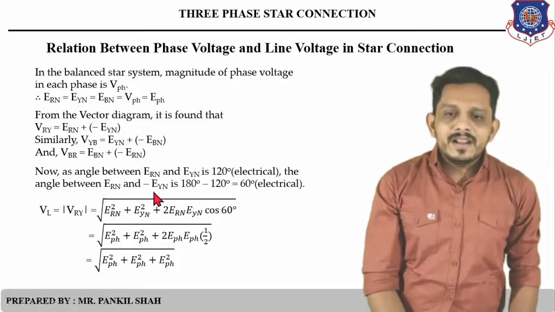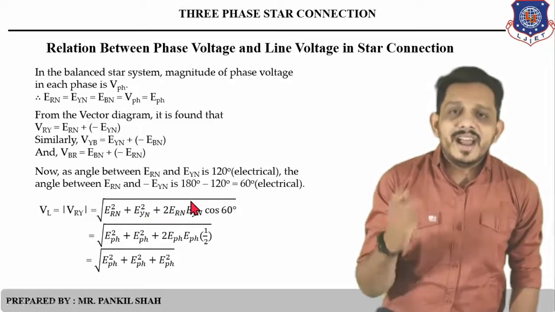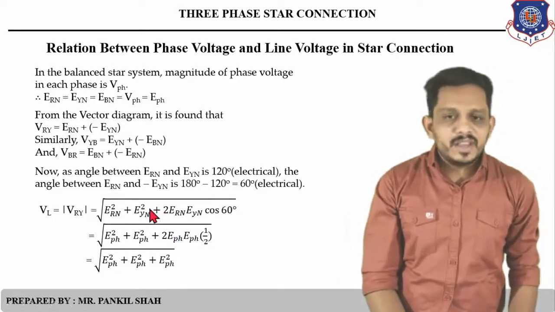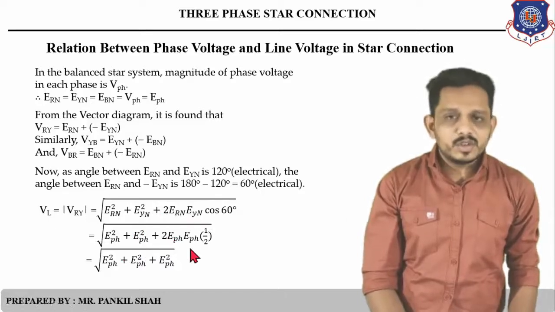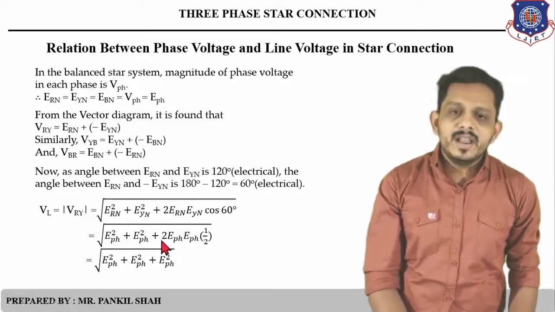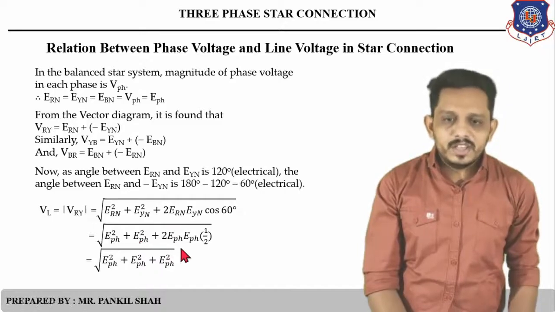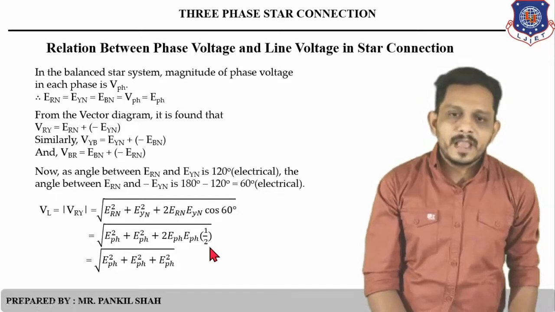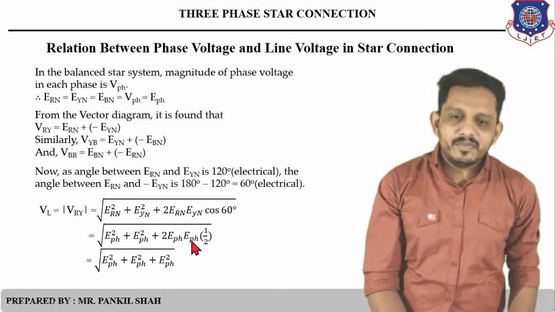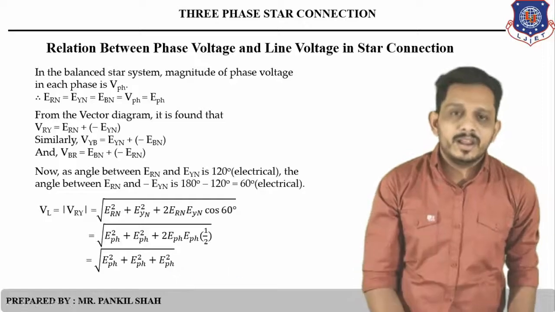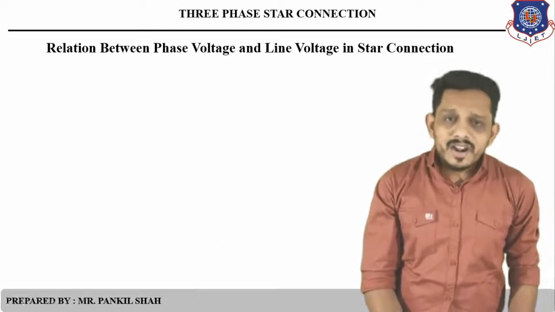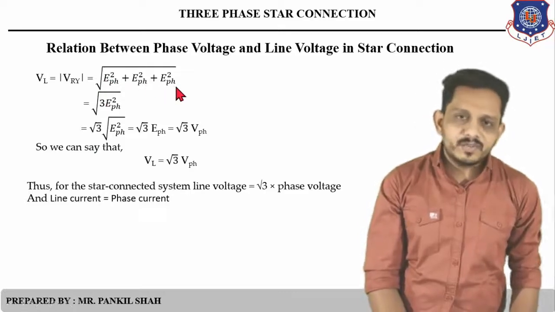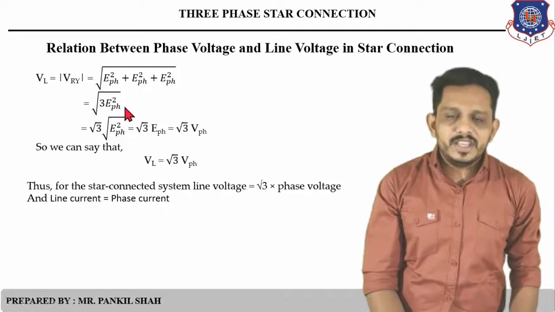ERN and EYN are treated as the phase voltage only, because they have the same magnitude. So here we will put E phase, here also E phase, and here also E phase. So it will be E phase square plus E phase square plus 2 times E phase into E phase, and the value of cos 60 is nothing but 1 by 2. So this 2 will cancel out, and E phase and E phase give E phase square. So we have the equation: line voltage is equal to under root of E phase square plus E phase square plus E phase square. So it will be under root of 3 times E phase square.